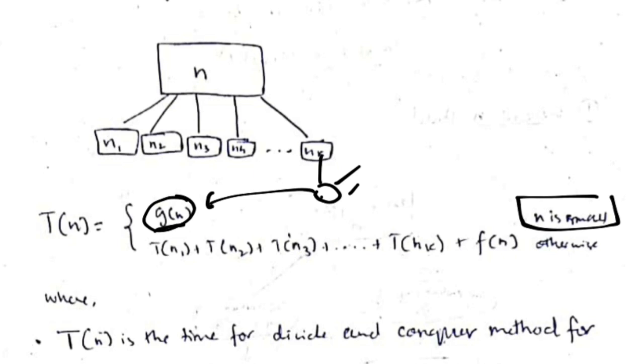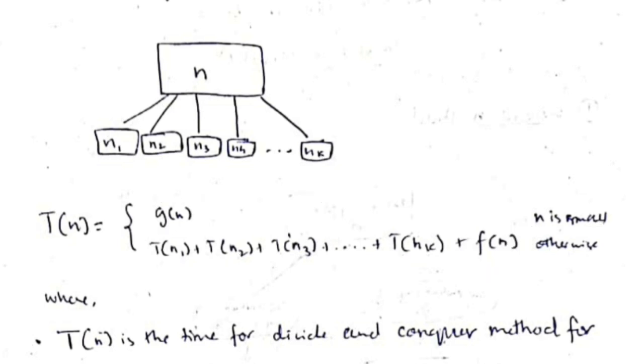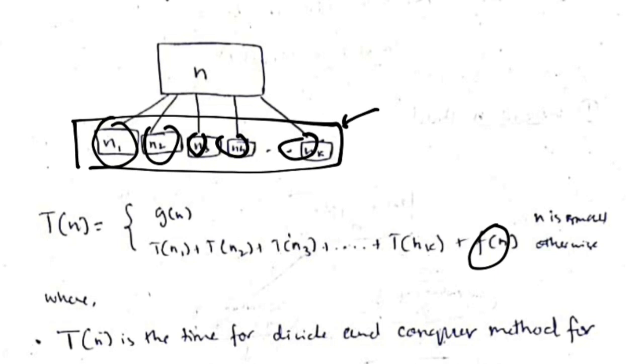If it's not small enough to be solved directly, we divide the problem into T of n1, T of n2, T of n3 till T of nk, plus f of n for the combining step. Basically we are calculating the time taken for each of these subproblems, plus the time taken for combining and returning the results. We combine all this time to get the final time taken for the main problem.